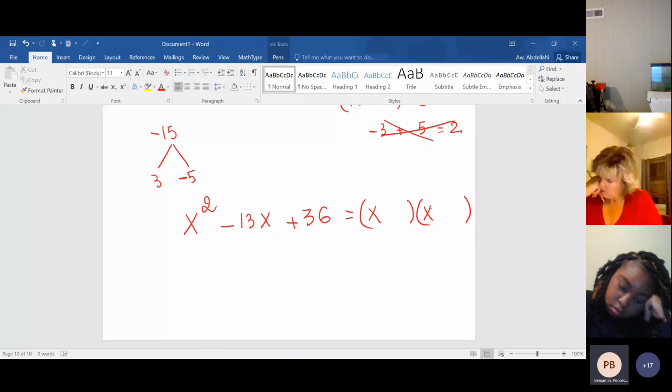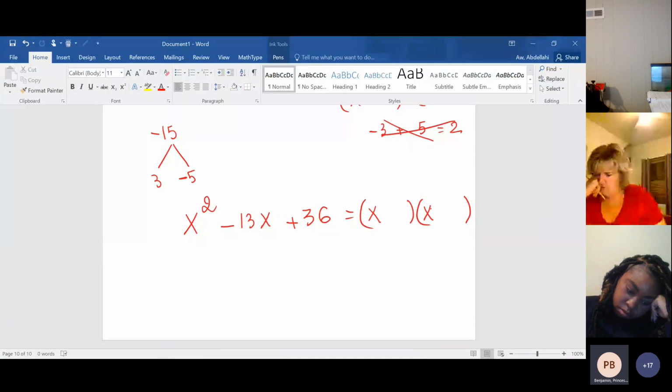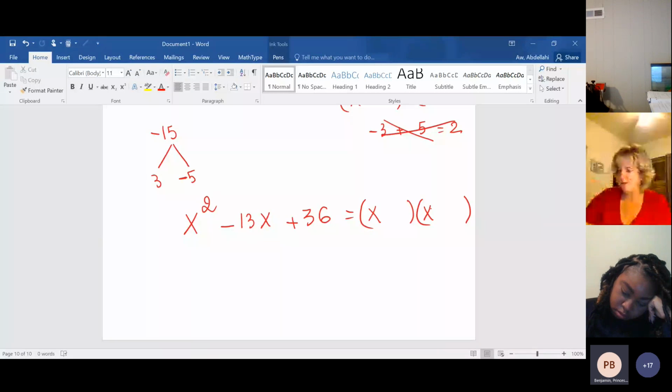Try to find the two numbers. Okay, I got it. You got the two numbers? Yes. Okay, what are they? Can you share? X plus 4 and x minus 9. So basically you are telling me your two numbers are 4 and negative 9.